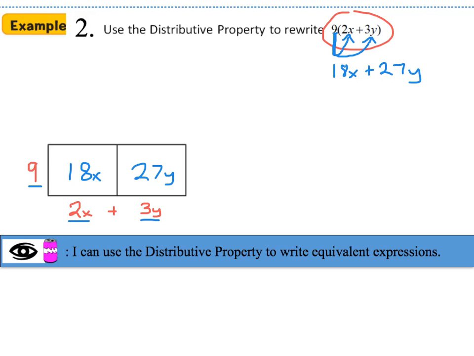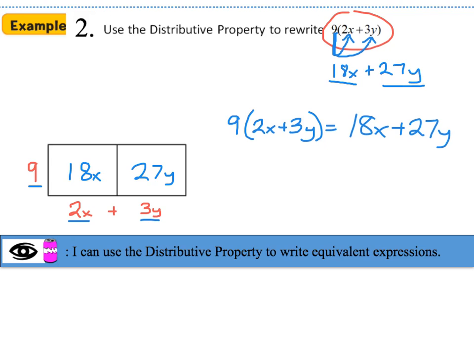So notice this term has an x, this term has a y. You cannot combine terms that have different variables. So I'm going to rewrite this answer like this: 9 times the quantity of 2x plus 3y is equal to 18x plus 27y. Both of these expressions are equivalent. They look different, but they're both equal. The inside of the model is equal to the outside of the model.